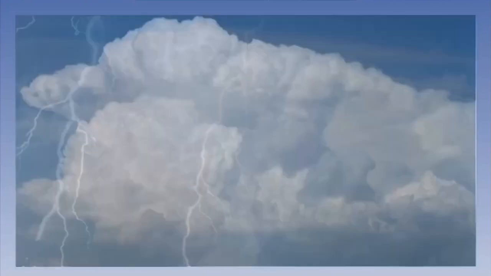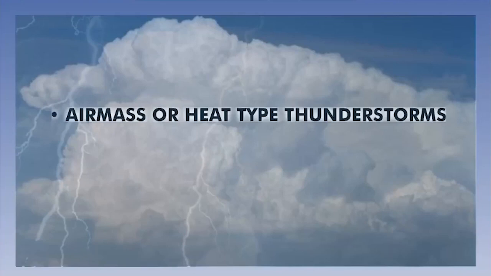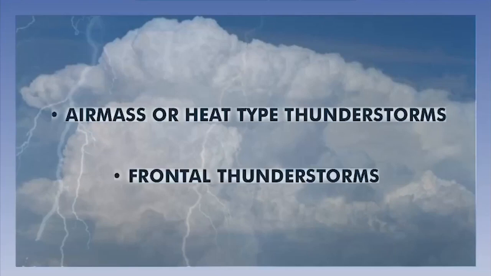There are generally two different types of thunderstorms: ones that occur in a single air mass, most common in summer and occasionally spring or autumn months, and frontal thunderstorms, which are the more common type in winter. Let's take a look at these in a little more detail.